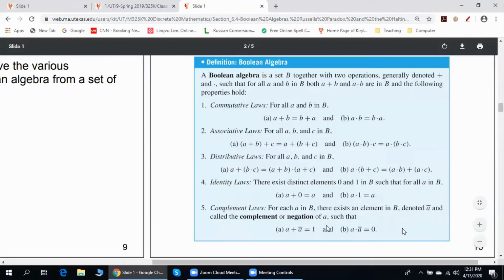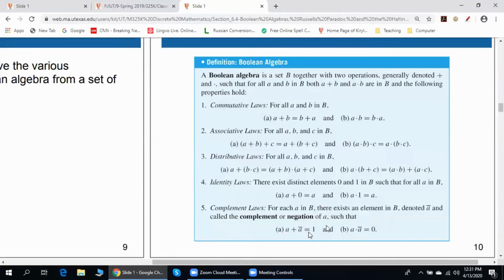Now, talking about logic, what does 5A mean? In logic, that would mean A or A negation is equal to true. So let us be a little bit more precise. P or negation of P is equivalent to tautology. Talking about 5B, P and negation of P is equivalent to contradiction.